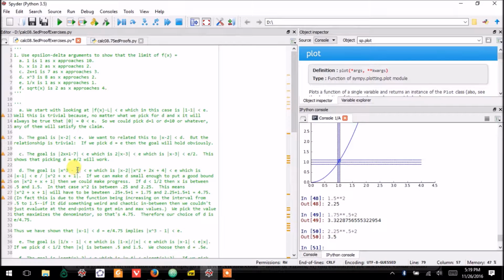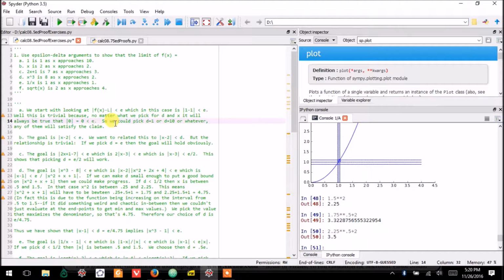So here are my solutions to the first problem. Actually, I'm only going to do the first two problems in this video. So in the first problem, we start as usual by looking at the goal, which you recall is |f(x) - L|. In this case, f(x) is just the constant function 1, and L is the number 1, so that trivially, no matter what x and d are, this just always computes to 0.